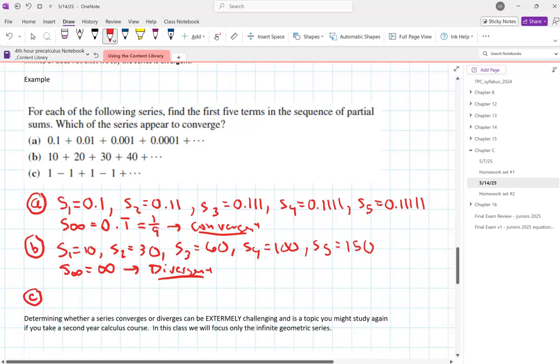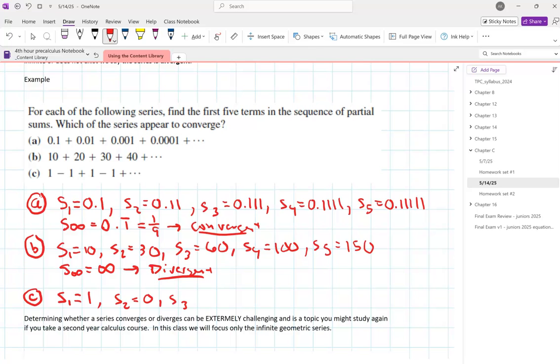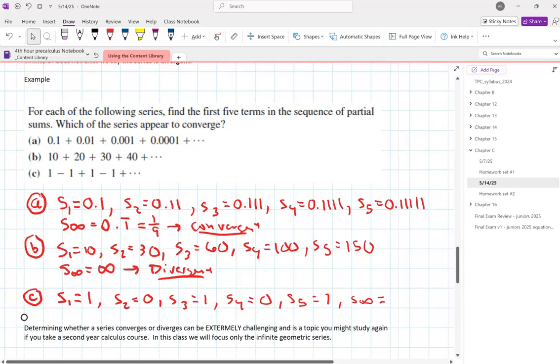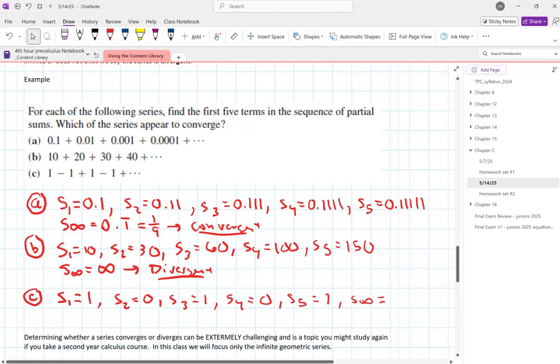Well, let's look at the last one here. So the first partial sum is just the first term. The second partial sum is the sum of the first two, then the sum of the first three, first four, first five. So it looks like the terms of our sequence are just bouncing back and forth between 0 and 1, right?